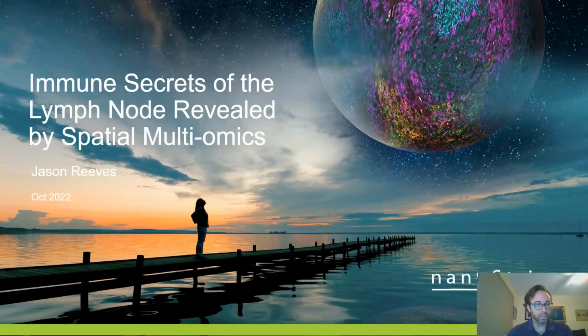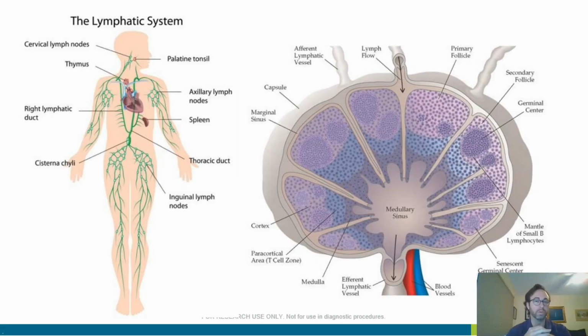Now, I wanted to start with just a little bit of background on the lymphatic system and some of the reasons why we want to understand the lymph node in general and what its role is in biology. The lymphatic system is one of the systems that connects the whole body that really helps us monitor and defend ourselves against pathogens, as well as regulate the development of various different organs and prevent cancer from forming.